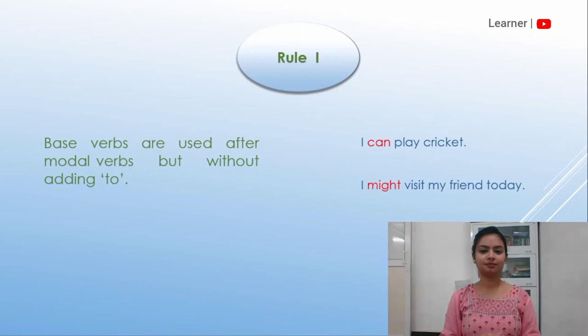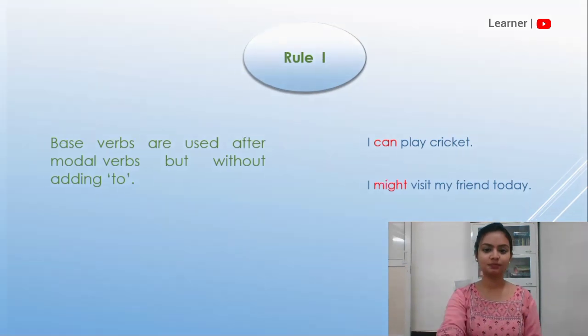For example, I should not say I can to play cricket. Wrong. हम कहेंगे I can play cricket. Play is the verb and can is the modal. I might visit my friend today. I cannot say I might to visit my friend today. That would be wrong. तो हमें base form of the verb use करना है modal के साथ में और to का use नहीं करना है.